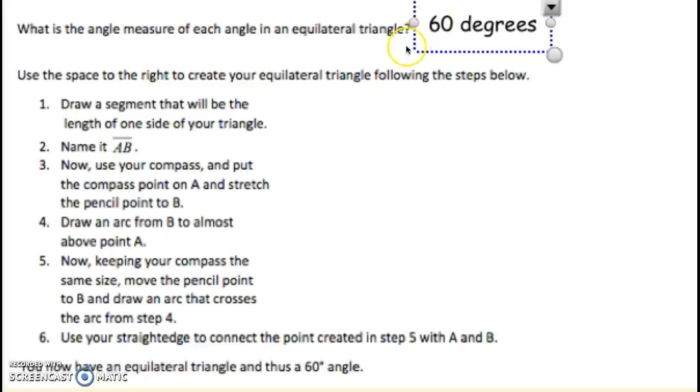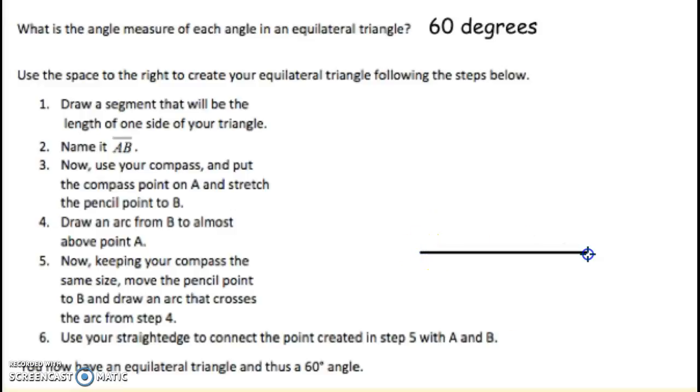So we're going to start by drawing a segment with our straight edge that's going to be the length of one of our sides. So we're going to take a straight edge, we're going to construct a segment, and we're going to name that segment AB. So make one endpoint A and make one endpoint B. When you have that, give me a thumbs up.